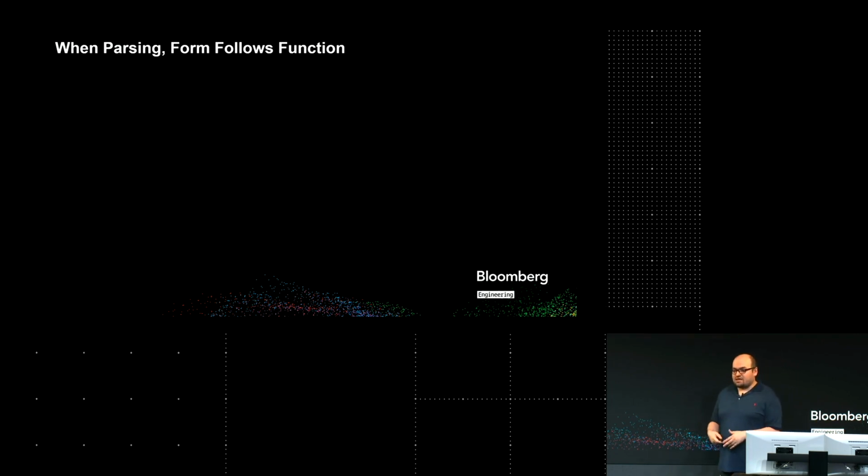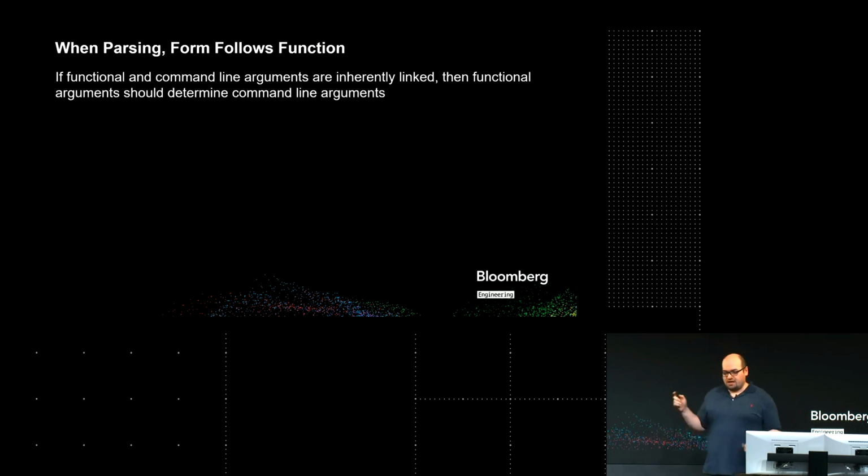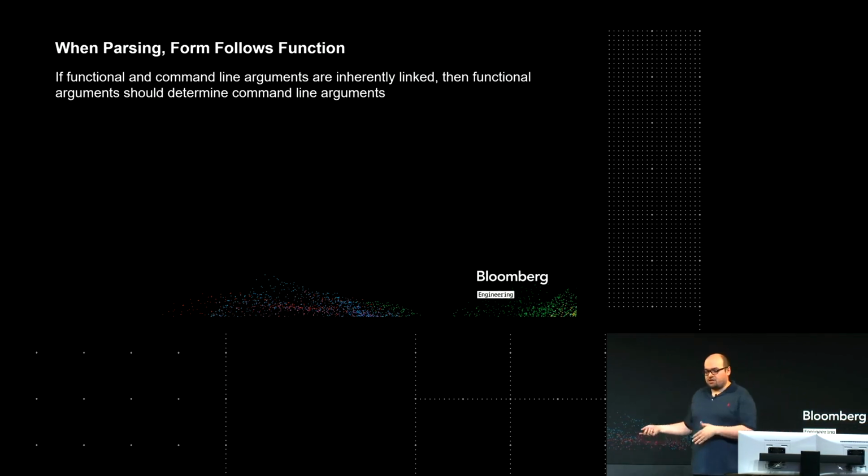And so with that, we can say the second thing. When parsing, the form of this framework should follow the function. And by that, I mean, if the function and the command line arguments are linked, then the functional arguments should determine the command line arguments.